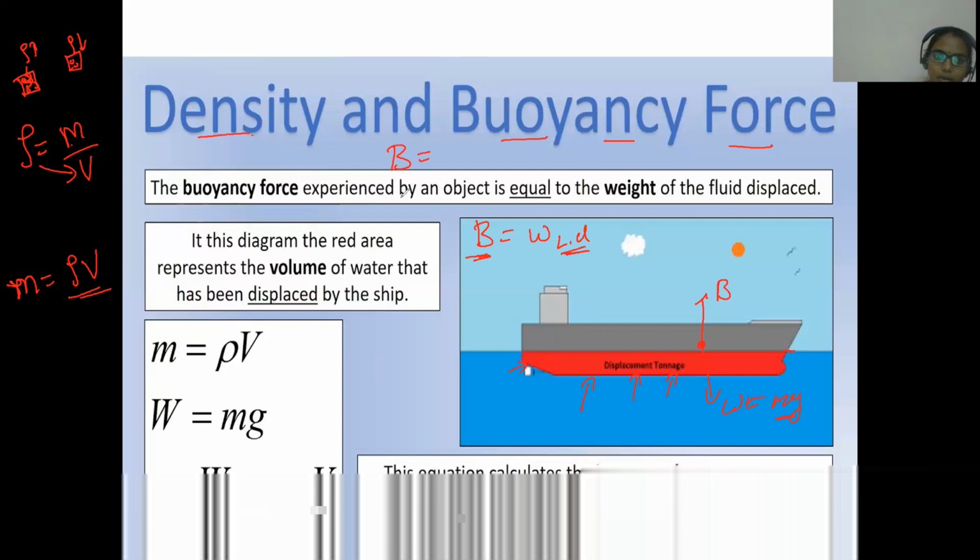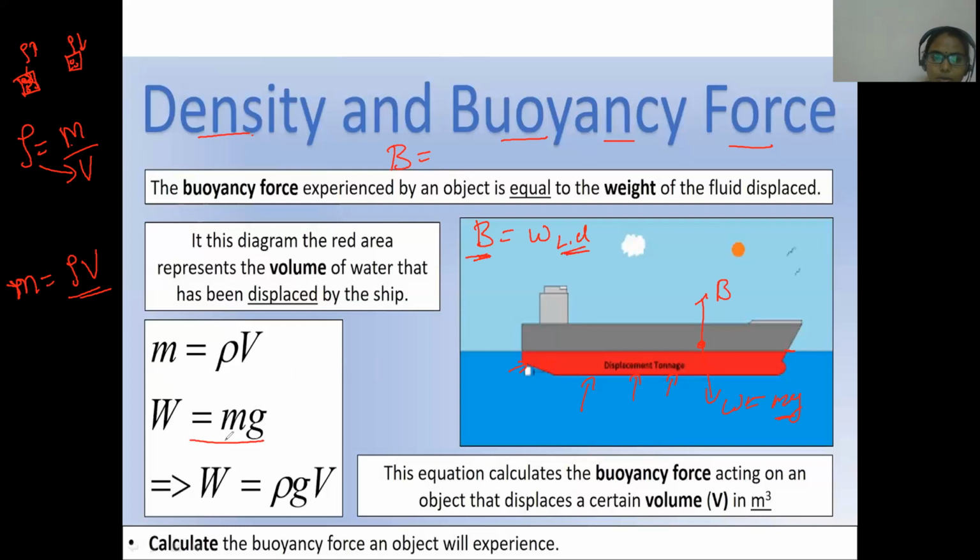And here, according to buoyancy, weight is always equal to m into g. There's a formula for weight, right, children? In this, the mass is to be replaced with density into volume. So rho into V and g, just write this. So weight will also be equal to density into gravity into volume, where V is the volume of displaced liquid. Here V indicates the volume of liquid displaced by the body.